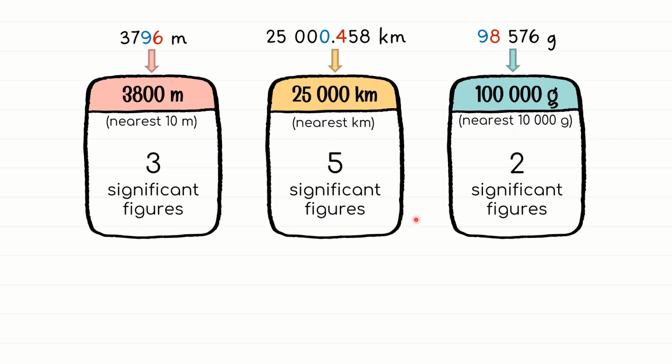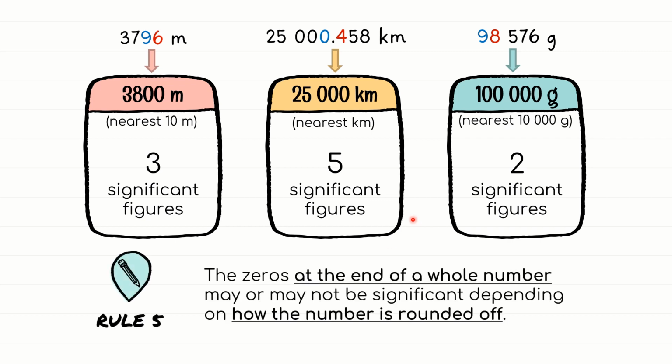Okay, so in conclusion, the fifth rule to significant figure is that the zeros at the end of a whole number may or may not be significant depending on how the number is rounded off. I know that this concept for the fifth rule can be a little bit difficult to understand.